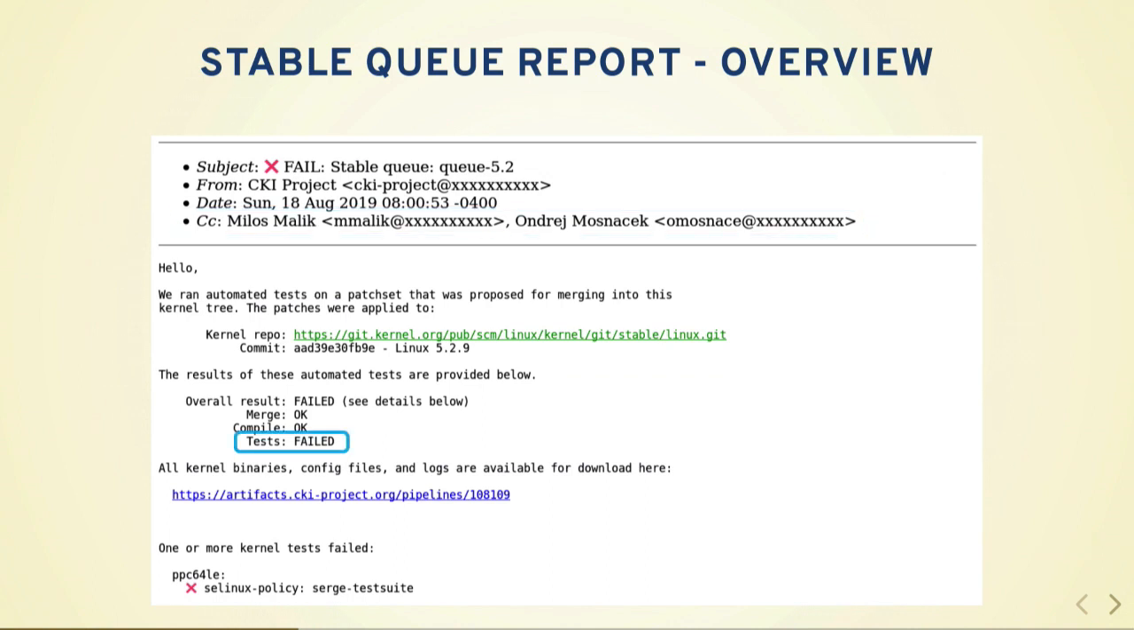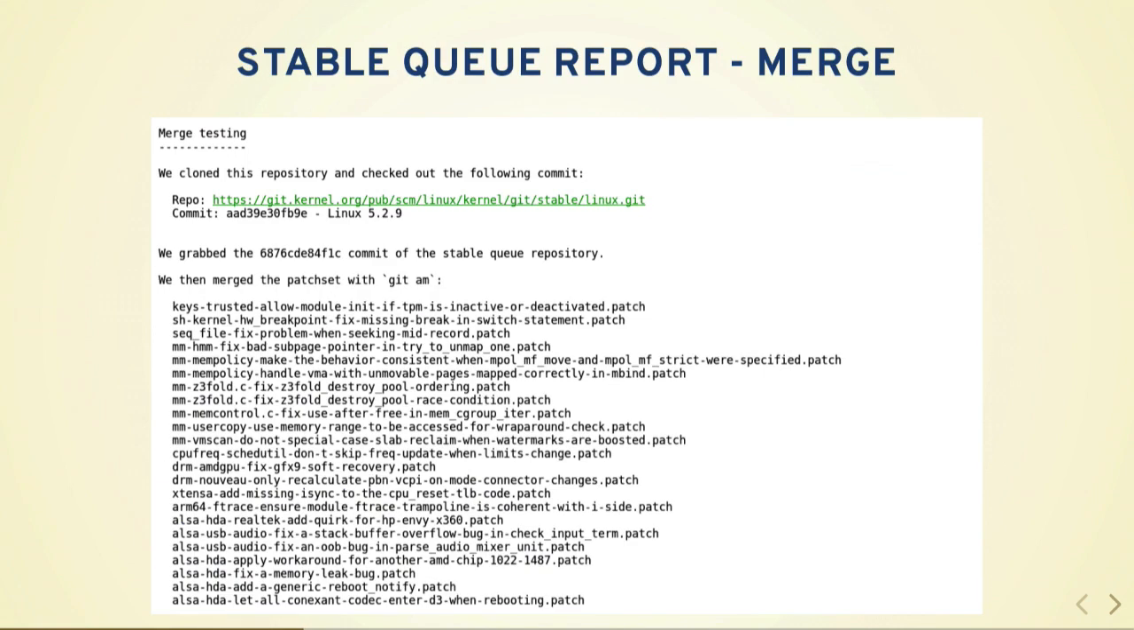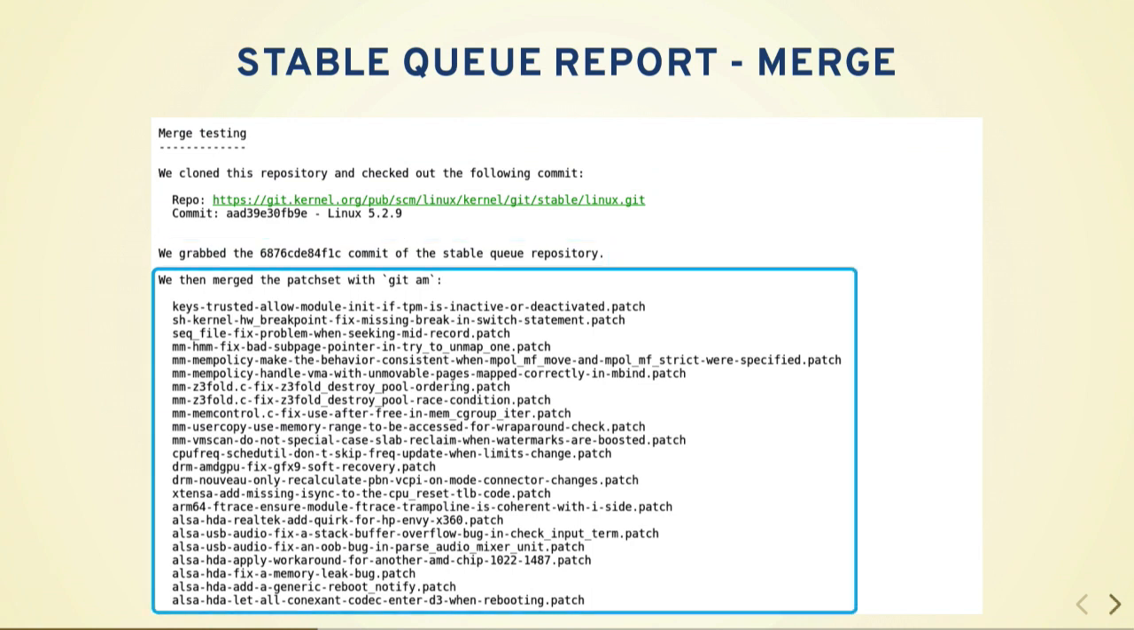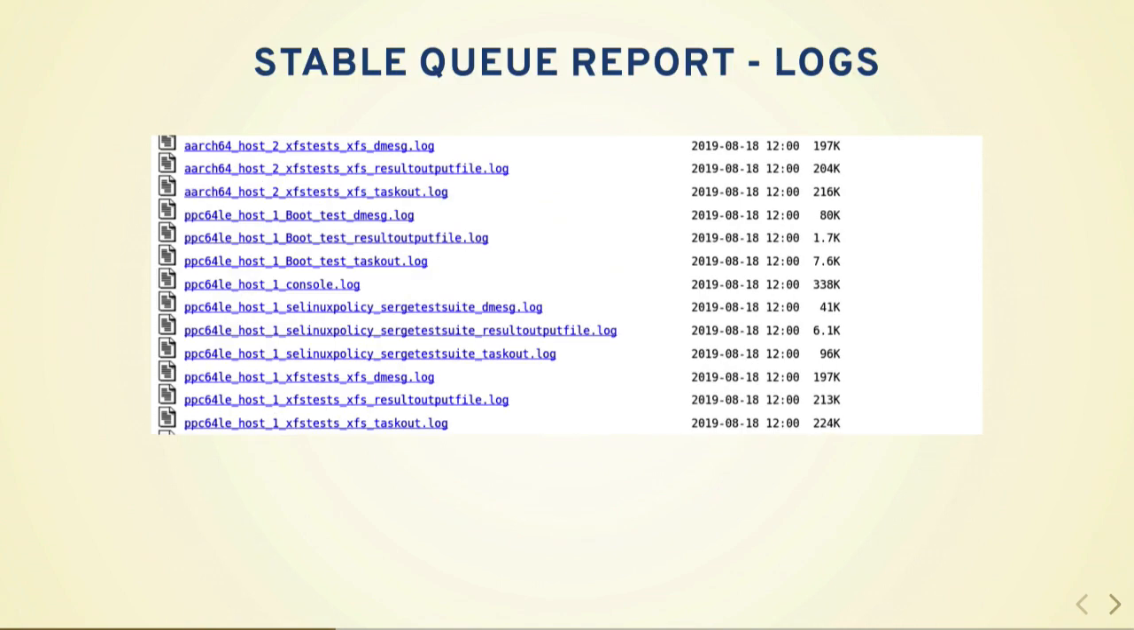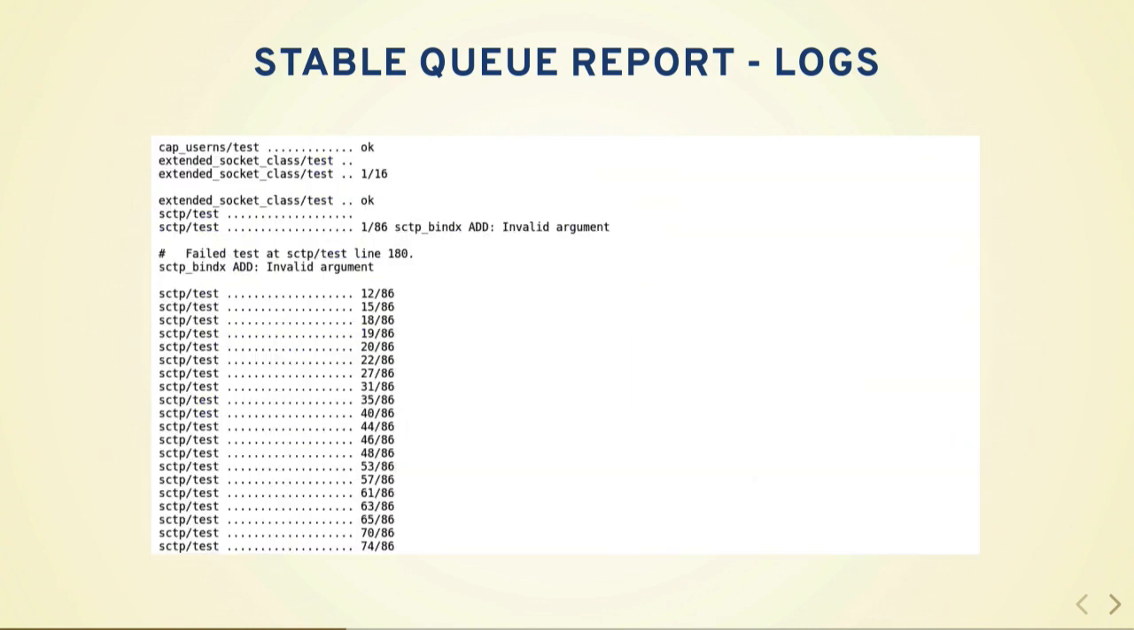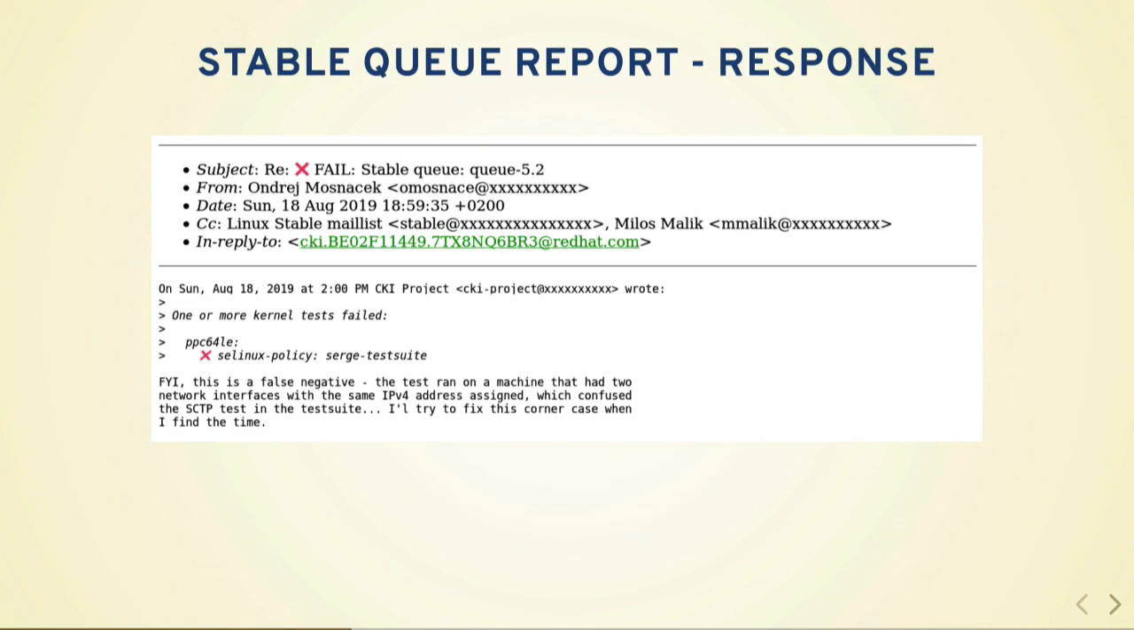In this case, the test failed, yet not a merge or compile, and this is the specific test that failed. And this is the summary of what we actually tested: the repository from the stable tree, the exact commit, then the commit from the queue tree, and the patches that were in that queue tree. And finally, we can see the test that failed. If we go to the logs, we can find the PPC64LE first host, and these are the logs for this test. In this case, the problem was in this file, and we can find it and point out that this particular test failed. Finally, this was actually a false positive, and our maintainer stepped in and responded what the problem was and when he's going to fix it.